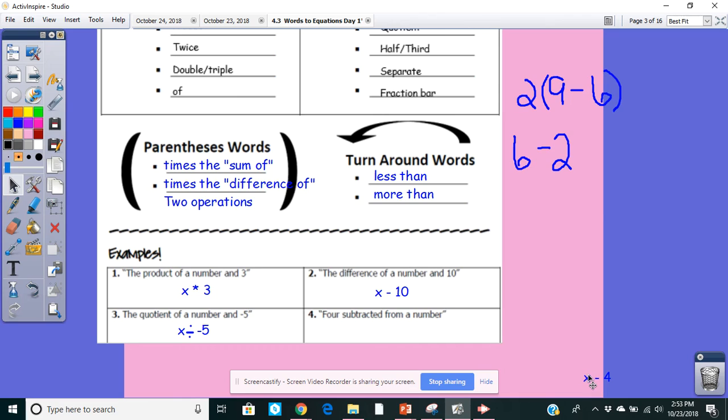And then 4 subtracted from a number. That's one of those turnarounds. So you're going to subtract 4 from a number, so the minus 4 comes last.